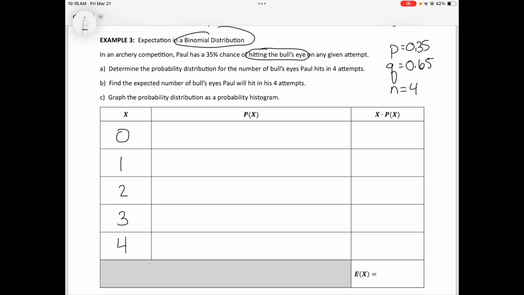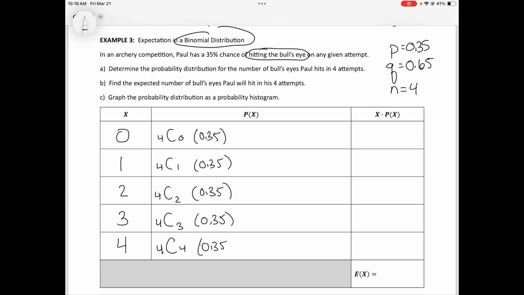So, a couple things are not going to change here for this entire chart. So, 4 choose is not going to change. Okay? But the number of successes is going to change. We have 0, 1, 2, 3, 4. Now, the probability of a success will not change. Okay, so this is going all the way down. Successes are always 0.35. But the number of successes does change, right? We have 0, 1, 2, 3, 4.